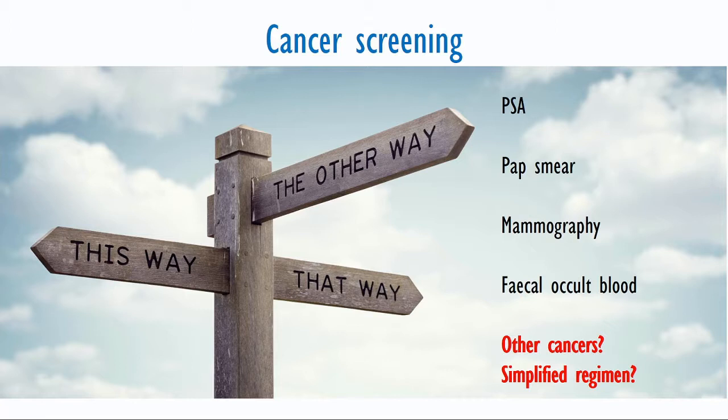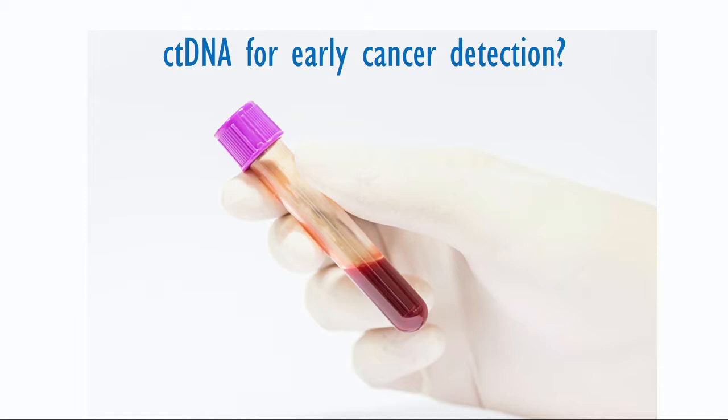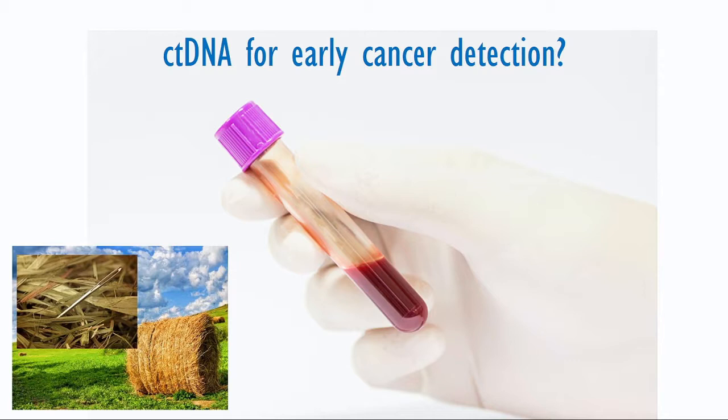So we thought, can we simplify the regimen? Can we base this screening on a blood sample? And if we can base it on a blood sample, can we do it for other cancers? So basically, we are asking the question, can we use a liquid biopsy, namely circulating tumor-derived DNA, for early cancer detection? It may sound very obvious, but to do this is not easy, because this is truly trying to find a needle in a haystack.